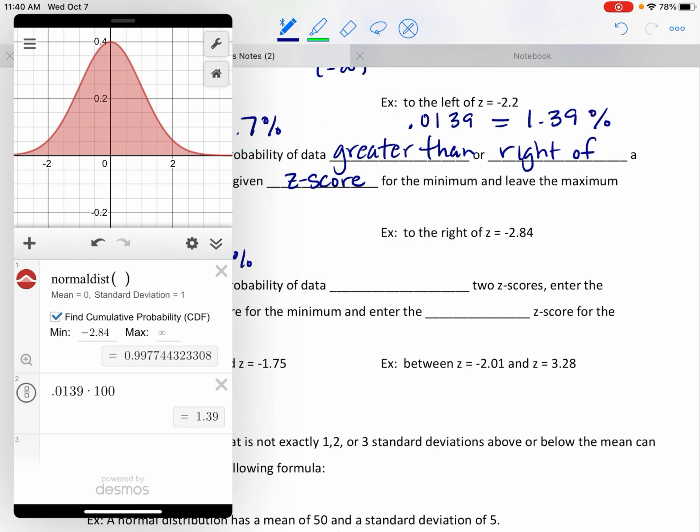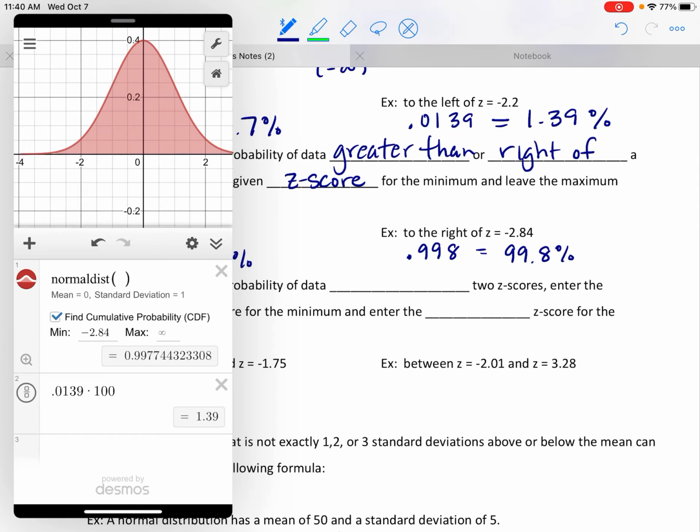So this is 0.998, or 99.8% of the data that is to the right of that particular z-score. No matter what the data is, if the distribution is normal, there will be 99.8% of data to the right of that particular z-score. Okay?